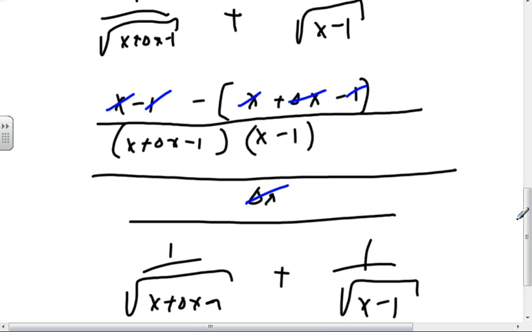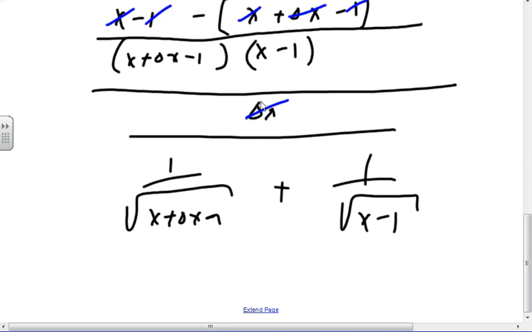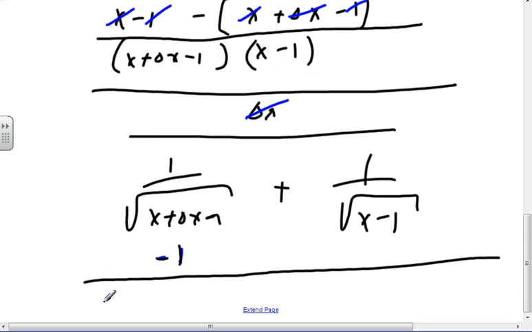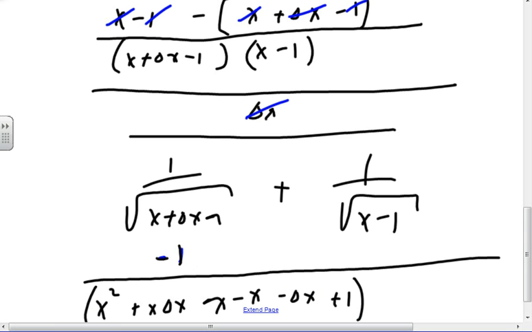Okay, so now all I've got on top is a minus 1, right? So all I've got on top is minus 1. I'm going to multiply by this guy, top and bottom, so he goes away. So I'm going to have minus 1 on the top, divided by x squared plus x delta x minus x minus x minus delta x plus 1, times 1 over the square root of x plus delta x minus 1 plus 1 over the square root of x minus 1.